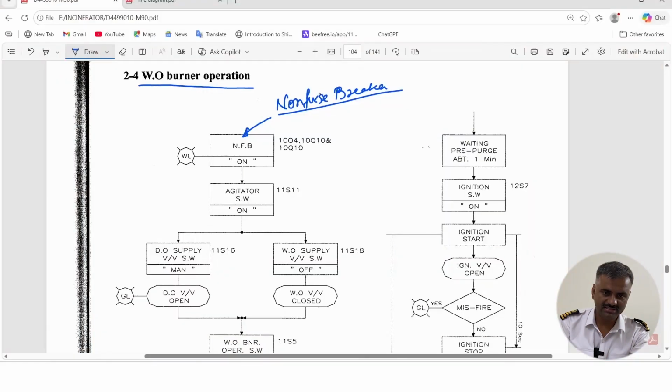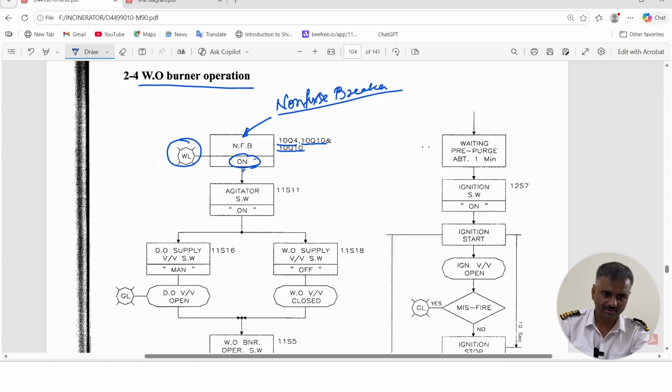So these are the non-fuse breakers. If the breaker is on, that means the non-fuse breakers are in the on position. That is what we had seen in the auto running. They were saying, right, motors are on. So these are the motors 10Q4, 10Q10, 10Q10. The white lamp, WL, will glow when the breakers are on.